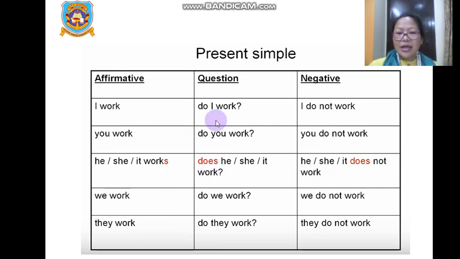So in a question in a third person, instead of using do, you will use does. We work, do we work, we do not work. So it is again a second person, it will not make a difference. We will use do, and we will use not with it in the negative sentence. But in a third person, instead of using do, we use does.